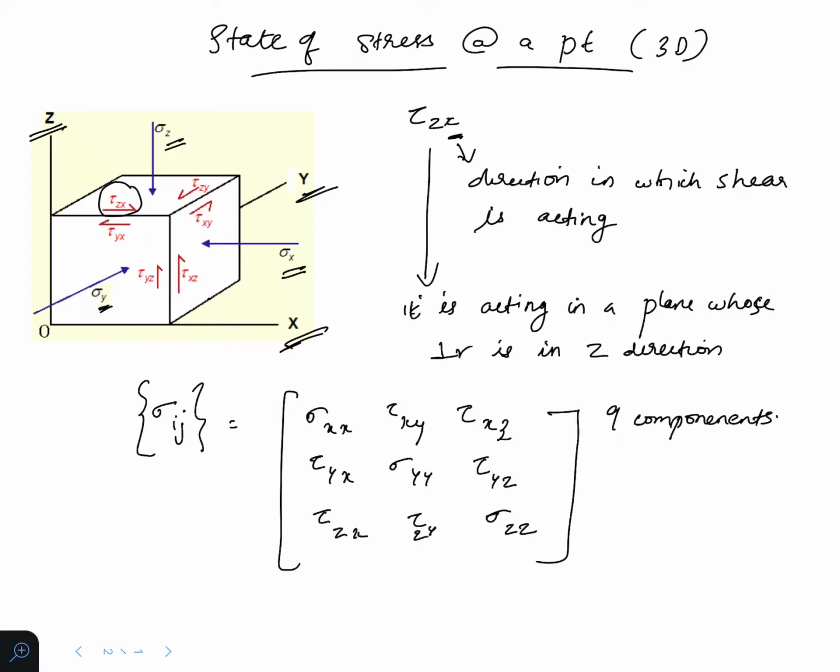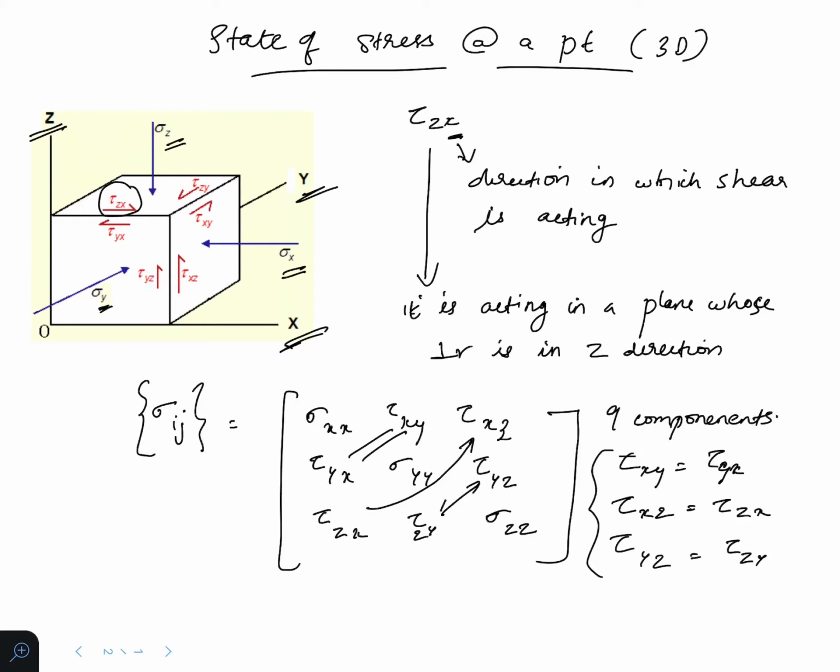We will see that in another lecture. So before that, just remember this: based on complementary stresses, tau xy is equal to tau yx, tau xz is equal to tau zx, and tau yz is equal to tau zy. So these are the same, this and this are same, this and this are same, and this and this are same. So we will have 1, 2, 3, 4, 5, 6 independent components. 6 independent components.